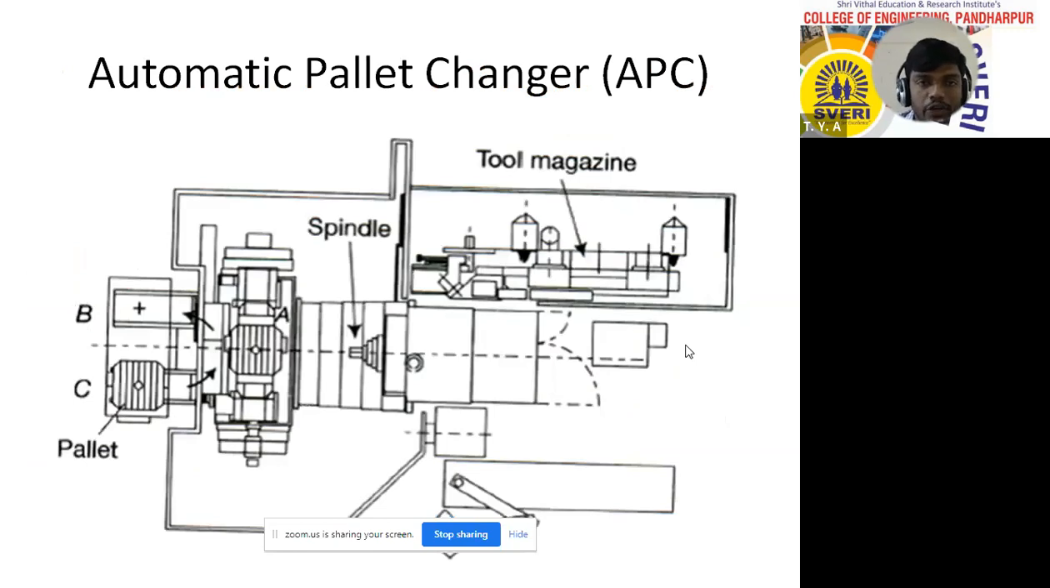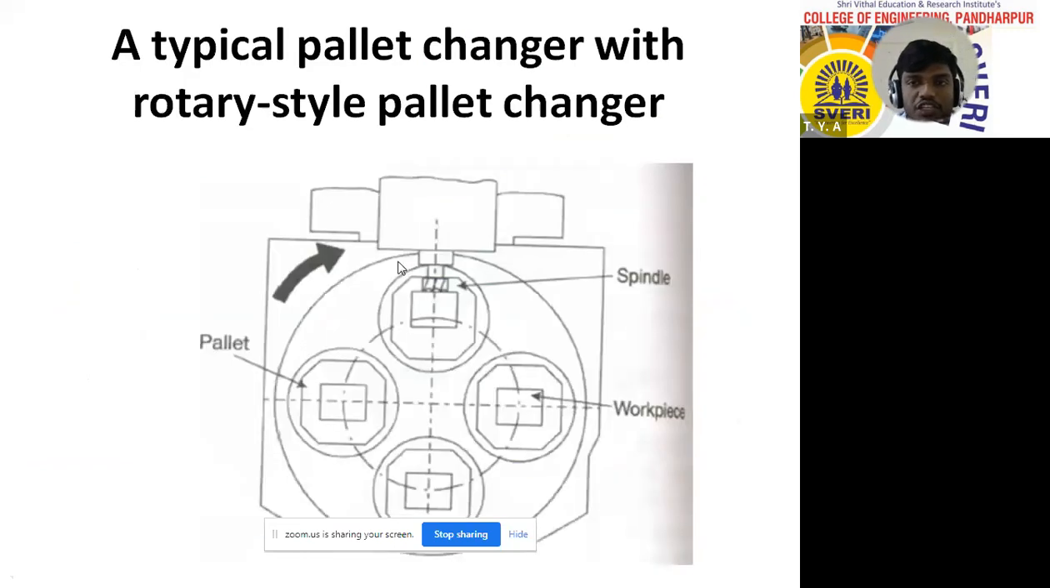So for that palette, an automatic palette changer is also there. There is no manual requirement for changing the palette. So in some of the automatic machines, there is a changing system for the palette. There is another system. Okay, so this is one of the systems where we can once install the palette, then automatically the system will change the palette and collect from the new palette. Okay. So typical palette changer with a rotary tile style palette changer.